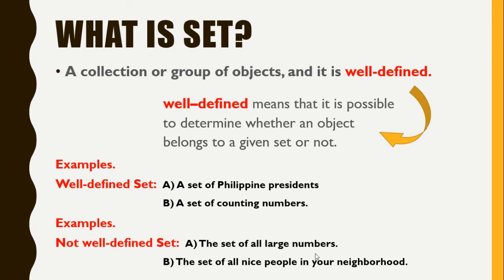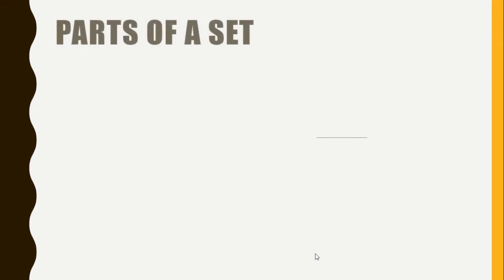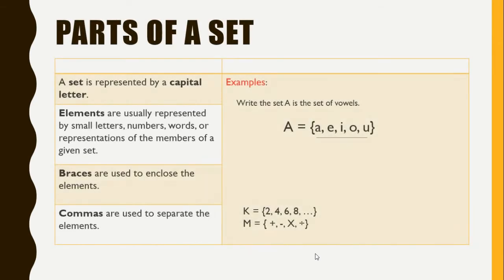So we go on to the next topic on sets, which is the parts of a set. A set has only 4 parts. We have its name, which is represented by a capital letter. Next, what is inside it, which are the elements. These are usually represented by small letters, numbers, words, or just representations of the members of a given set.